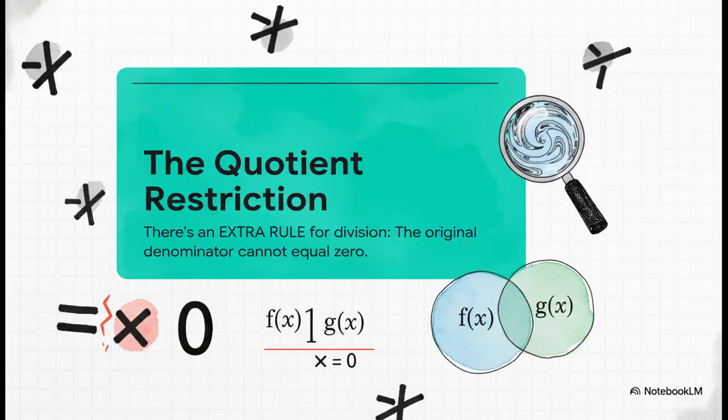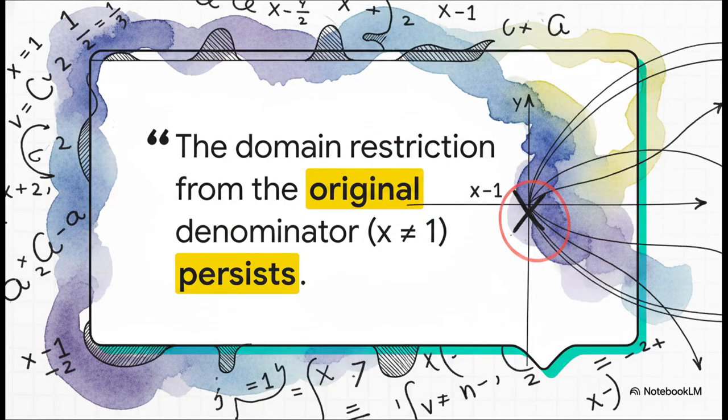For division, you get an extra rule on top of everything else. The denominator can't be 0. And here's the key. This rule applies to the original function before you do any of that slick canceling. And this right here, this is the heart of the trap. Even though the algebra cleans up nicely and that x minus 1 term seems to vanish, the restriction it created sticks around. It persists. In the original problem, x could not be 1 because that would make the denominator 0. And that fact doesn't just go away.